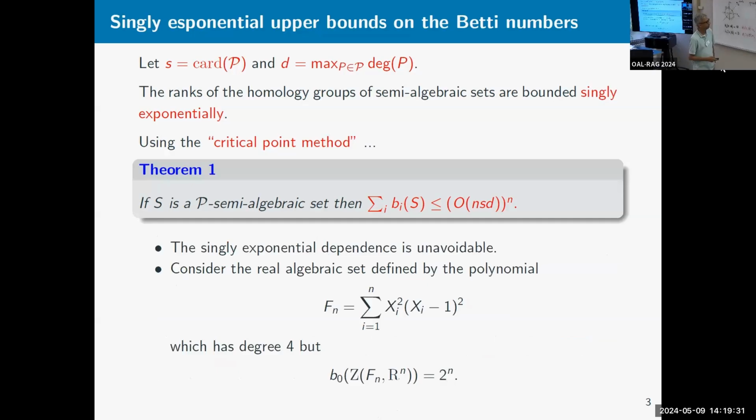And this exponential dependence is not avoidable, because you can easily create a polynomial. Remember, it's a real algebraic set, so you are allowed to take sums of squares. So this is a degree 4 equation, and its zero set is just all the vertices, let's say, of the Boolean hypercube, or points with coordinates which are 0 or 1. And so, of course, the number of connected components is 2 raised to n. So that gives you exponential dependence.